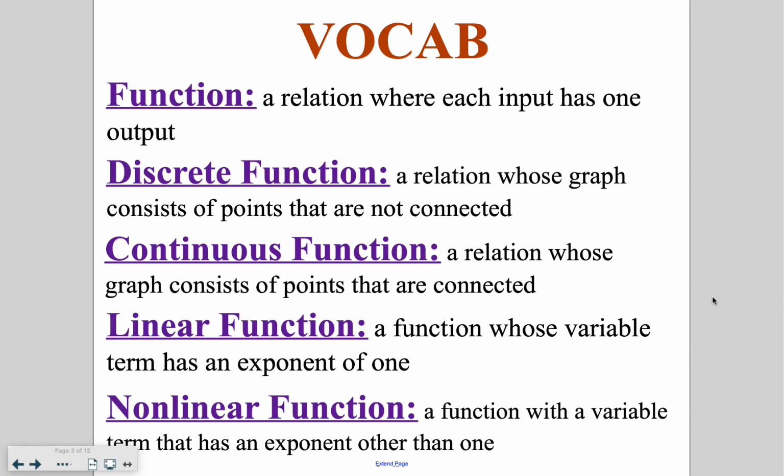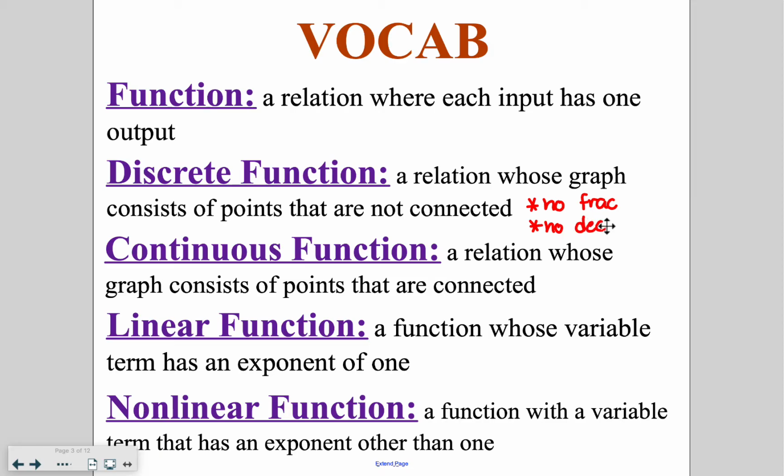So first, we're going to understand what those words are. A reminder that functions are a relation where each input has one output. So every x that we put in is going to have a y value answer. If a function is discrete, it means every time we put in an x, it is not directly connected to that next x value. The key with discrete functions is there are no fractions or no decimals of x values. They have to be whole numbers.